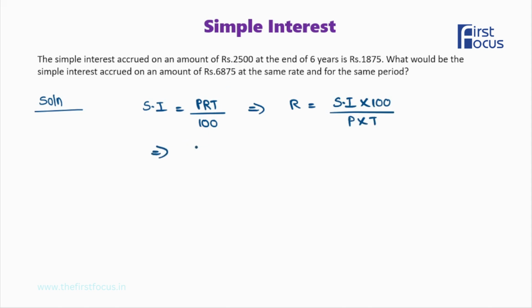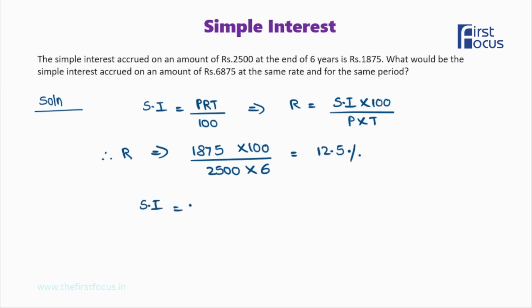On substituting the values, we get simple interest, which is 1875 into 100 divided by the principal amount 2500 into the time period 6 years. On solving this, we get the rate percent as 12.5%. So we got the rate as 12.5%. So we have to substitute the rate 12.5% and the same period, that is 6 years, and we have to find the simple interest for the amount 6875.